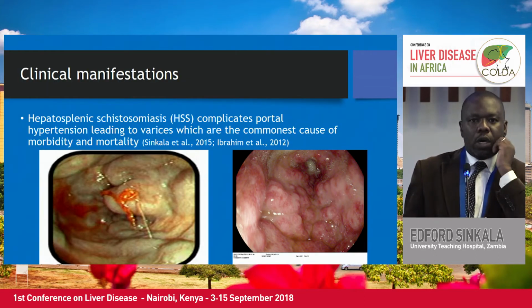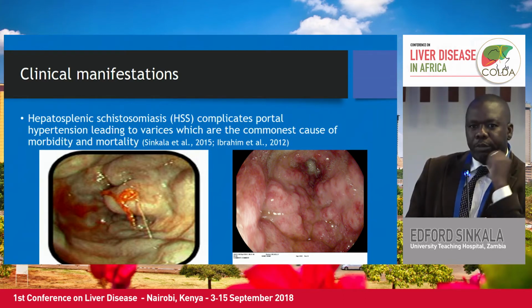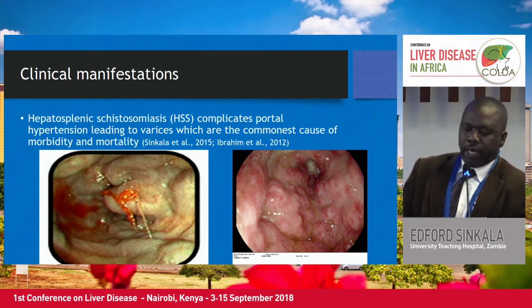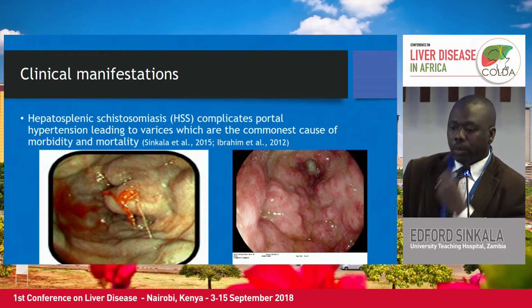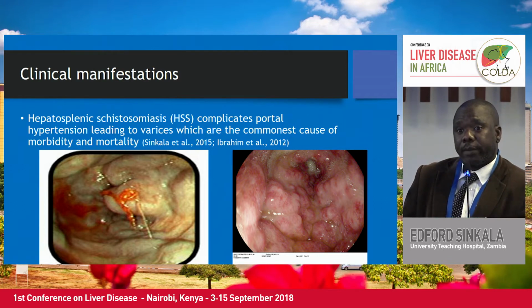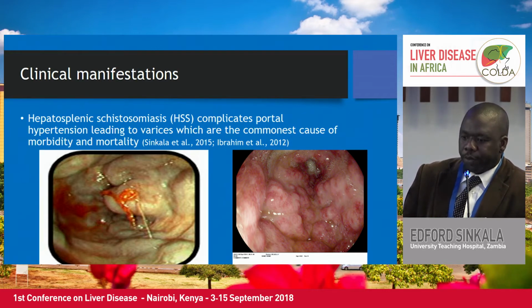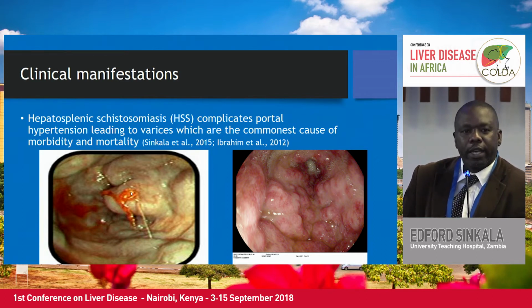Right, so what's the commonest cause of morbidity and mortality? The commonest cause of mortality and morbidity is portal hypertension. These patients, because of periportal fibrosis, end up with increased portal pressure. And this then results in varices. And we see a lot of patients now coming into our hospitals with varices. Sometimes they can be huge, okay?